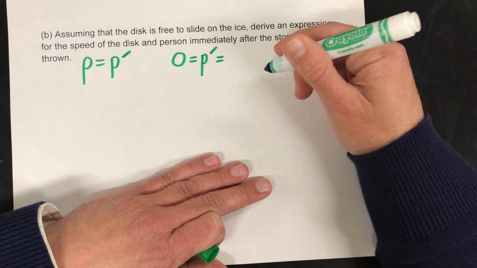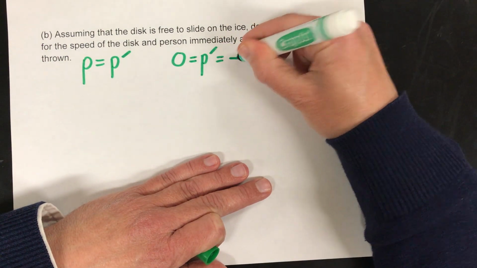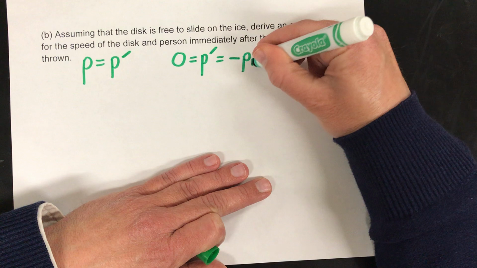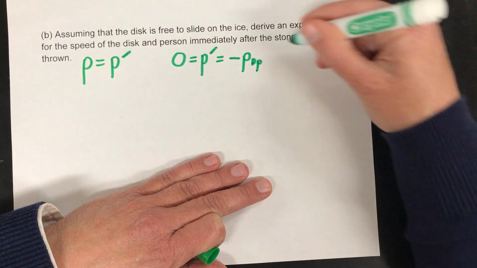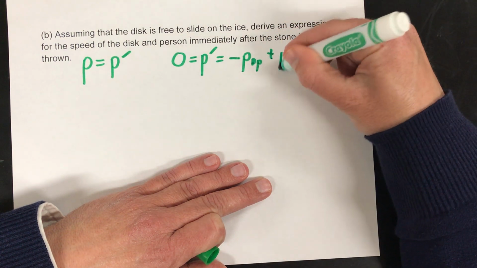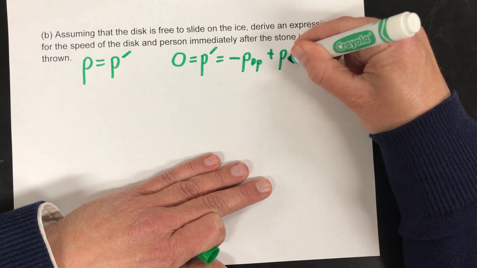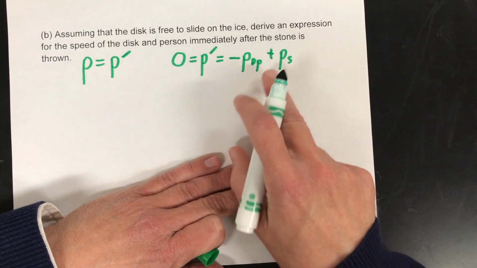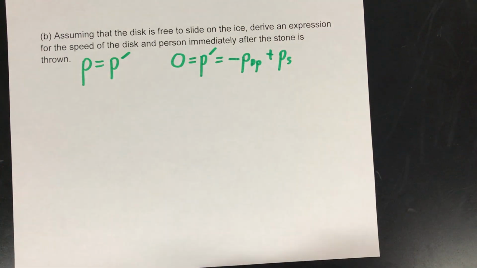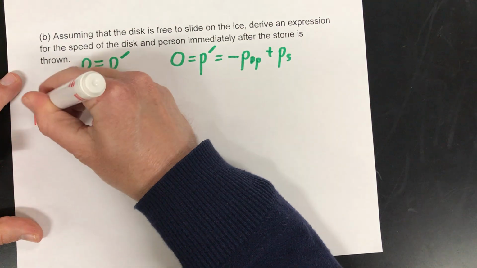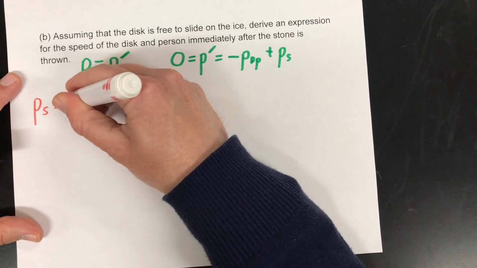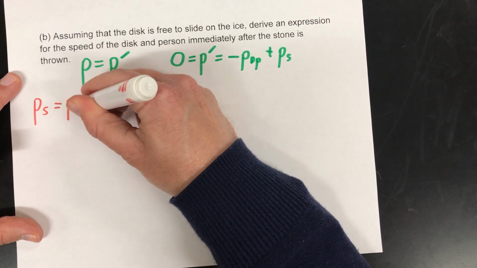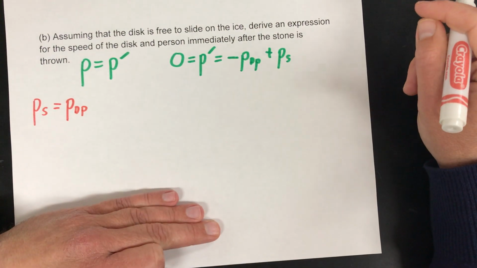And what's in our final momentum? Well, we've got the momentum of the disk and person, I'll call it, going back one way, and that is added to the momentum of the stone going the other way. So if those two added up equal 0, then they must be equal to each other. So let's set that up then. The momentum of the stone is equal to the momentum of the disk-person object there.